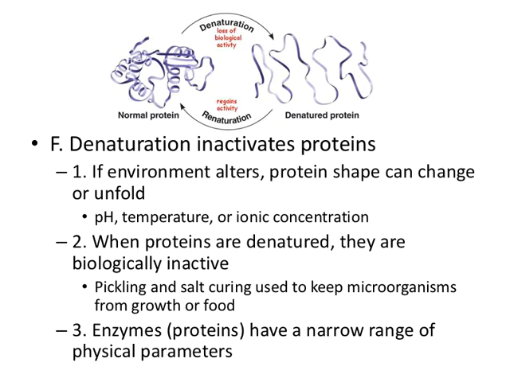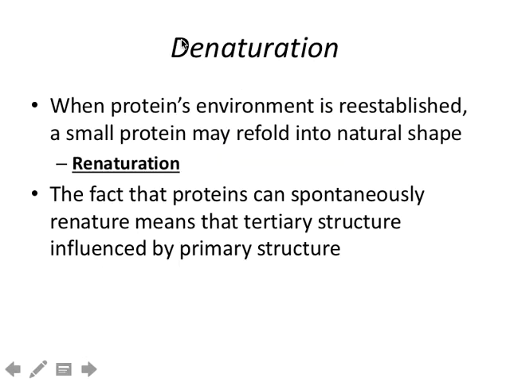Right? Okay. So denaturation, like I said, it's inactive. So when the environment is reestablished, when it goes back to its normal parameters, it can refold. And so we just call this renaturation. So the fact that proteins can spontaneously renature means that the tertiary structure is influenced by the primary structure. So that's proteins in a nutshell, really. This is our last slide on proteins.